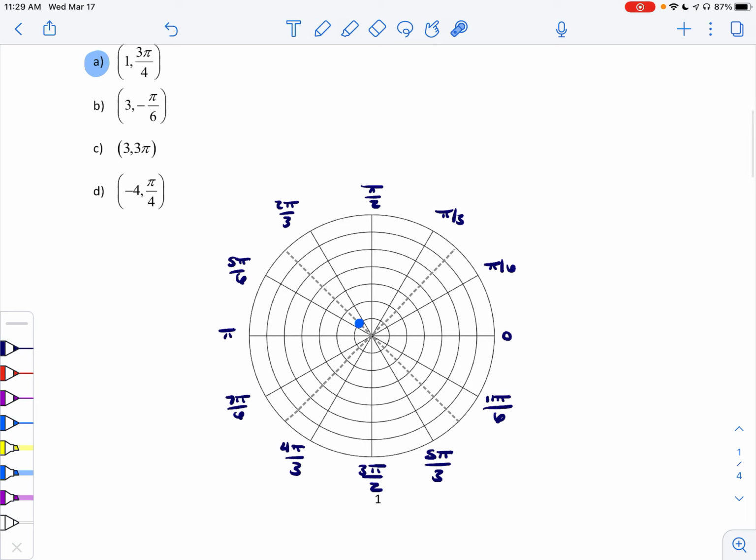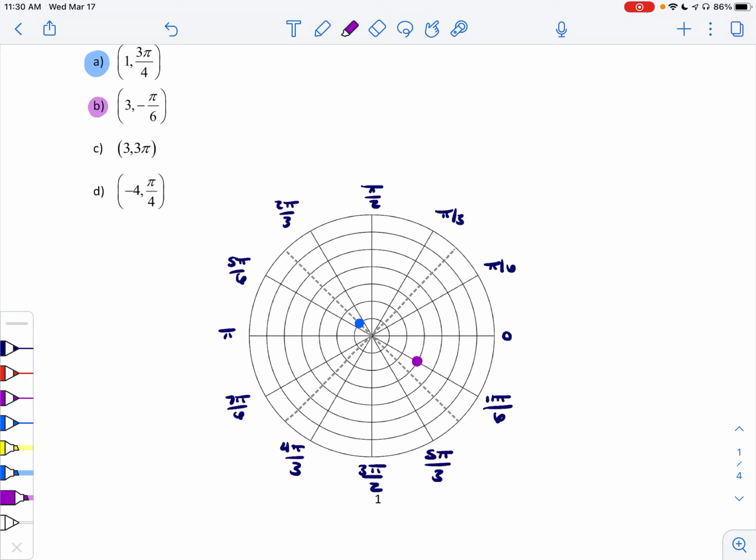Okay, so our next one is 3, negative pi over 6. So radius of 3 means we are on the third circle on this one. And then we have an angle of negative pi over 6. So just like usual, negative angles rotate around in the clockwise direction. So negative pi over 6 would be on our 11 pi over 6 line. And we're just going out to the third circle. 1, 2, 3. And we've got our point right there. So 3, negative pi over 6.